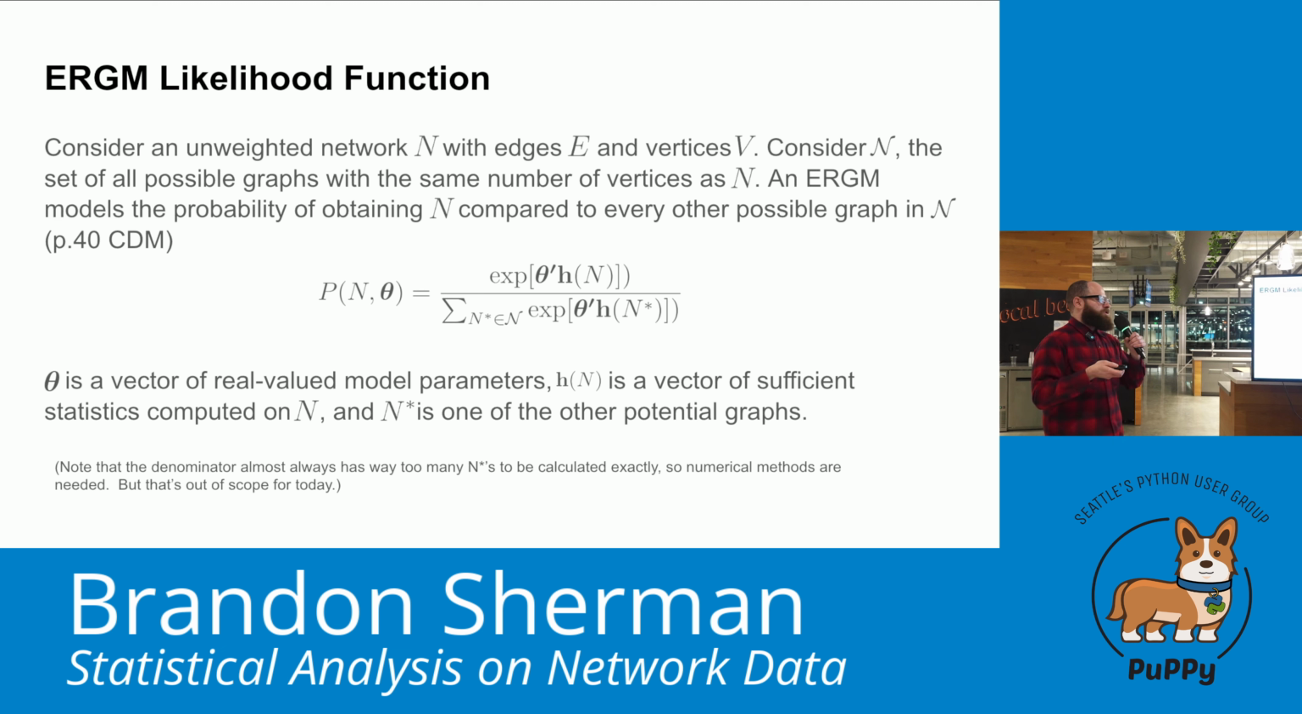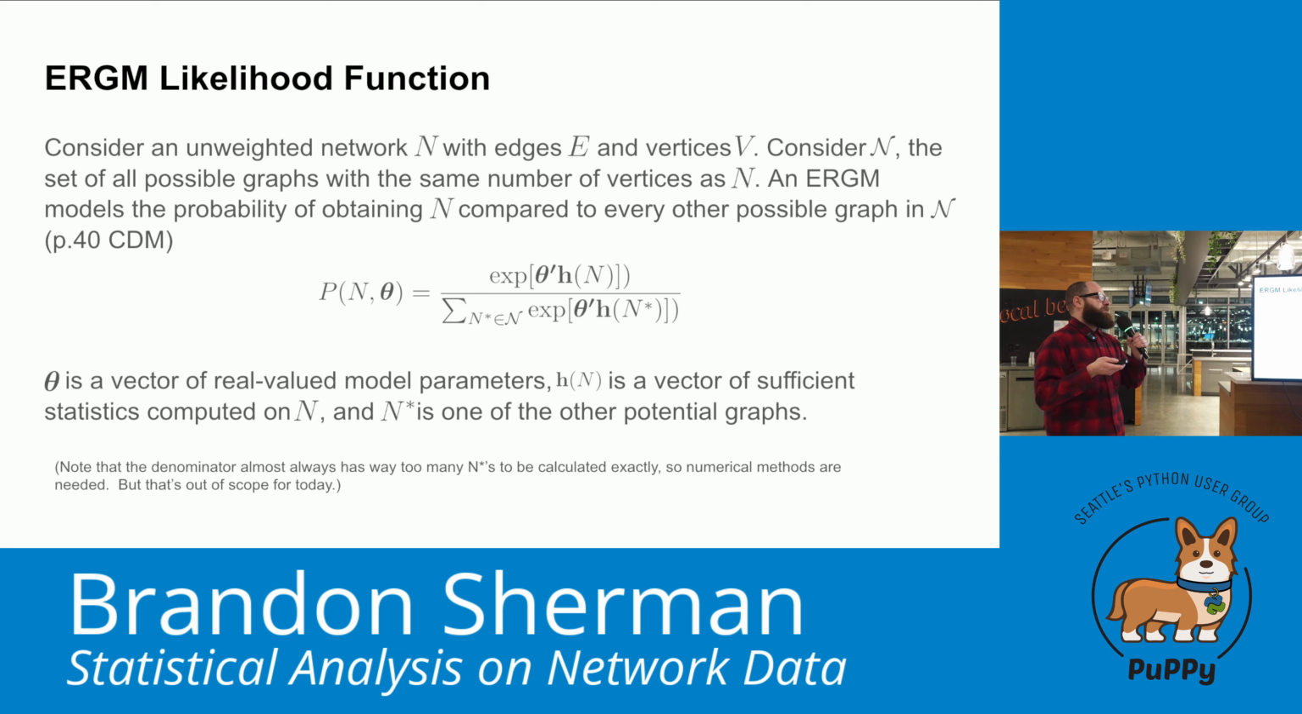So this is the likelihood function. I'm not going to read off all the math, but in general, what this is saying is we have a bunch of network summary statistics. We have the network that we're curious about. And what we want to do is say, okay, how likely is it that we get this network compared to any other network that is generated with the same summary statistics, with the same number of vertices?